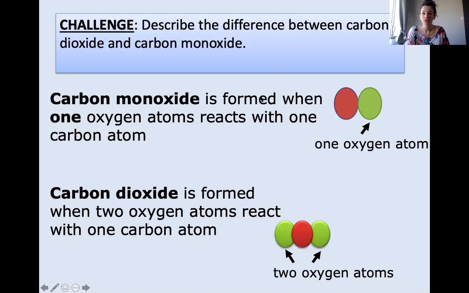So carbon monoxide is when one oxygen atom reacts with one carbon atom. There you go, carbon monoxide. And carbon dioxide is when two oxygen atoms react with one carbon atom. Here we go, we've got the two oxygen atoms and the one carbon atom. That makes carbon dioxide.